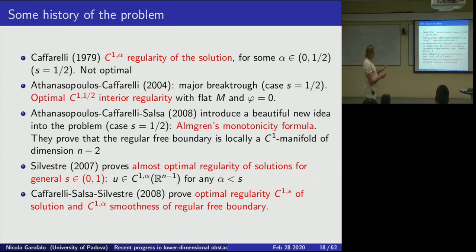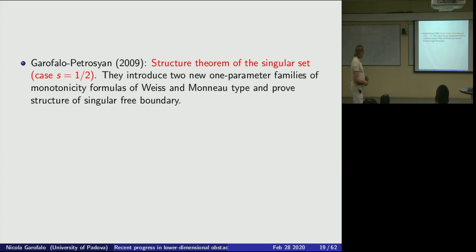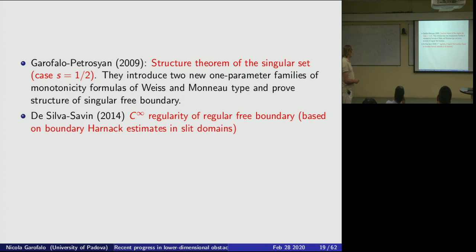And of course, I haven't yet told you what the regular part of the free boundary is, but I will in a moment. Then, in a joint work with Arshak Petrosyan in 2009, we characterized for the first time the singular set in the case s equal 1/2. And we introduced two new one-parameter families of monotonicity formulas of Weiss and Monneau type. With these two formulas, we were able to develop the whole regularity theory of the singular part of the free boundary.